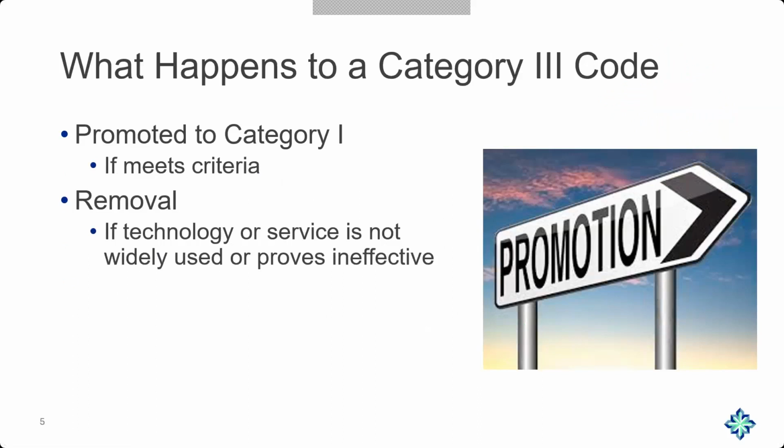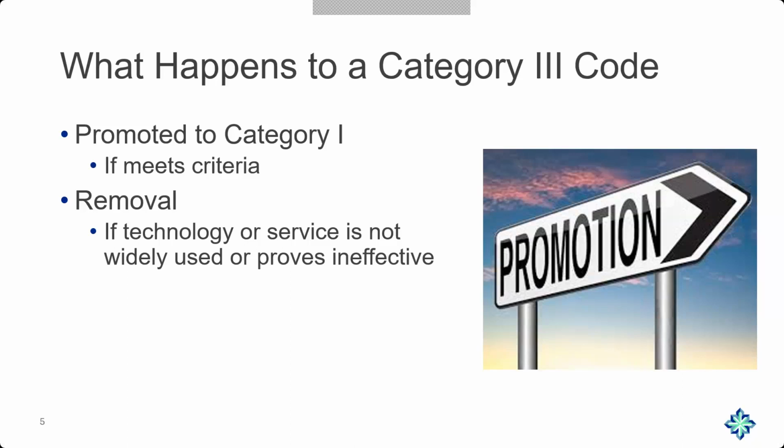So what happens to a Category 3 code? The ultimate goal is that it's going to be promoted to a Category 1. So if the service or the technology meets the criteria for a permanent Category 1 code, the Category 3 would be removed and then replaced by a Category 1. But it can also be removed. A Category 3 code will be removed from the code set if the technology or the service isn't widely used or it's actually proven to be ineffective.